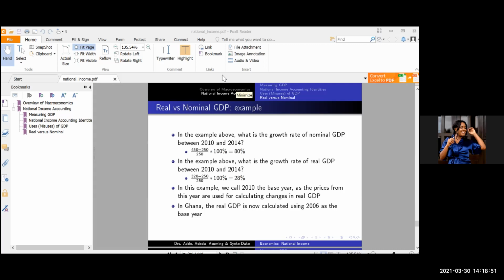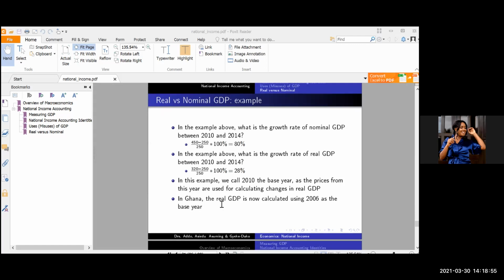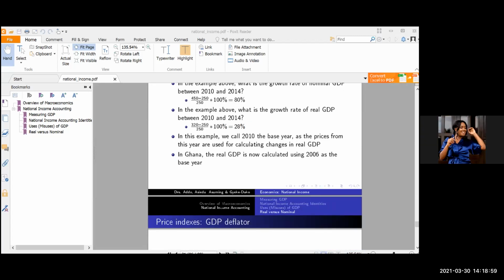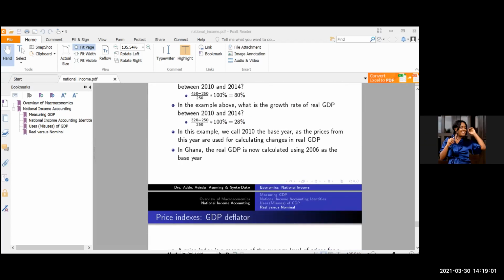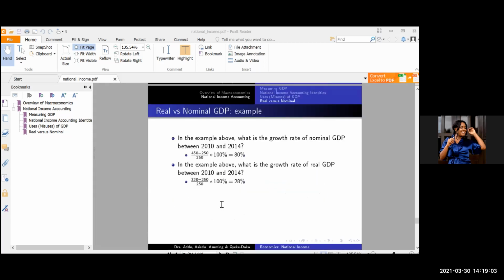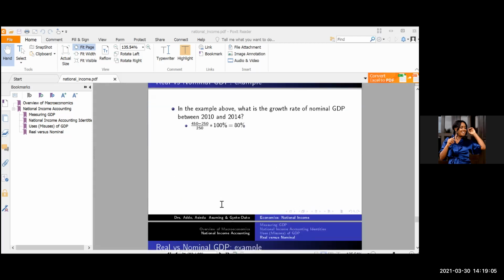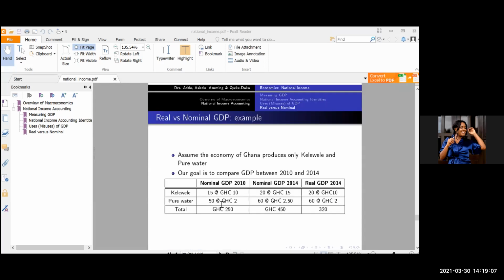I understand the table and the definitions and all, but I want to be sure, why do we use the base year? I don't know if the effect is real for the real GDP. Because for the kilowatt example, if we are actually selling it at 15 cedis, why are we using the base year's figure to calculate the real GDP?